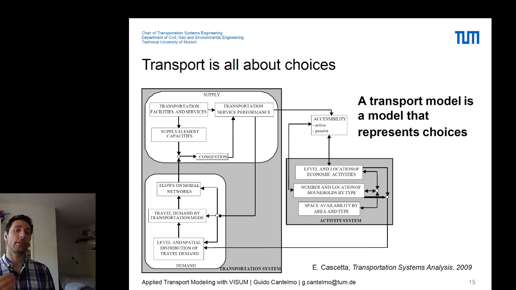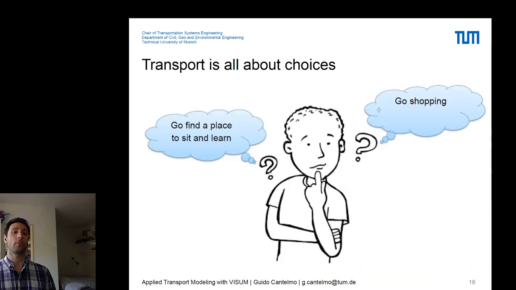And finally, long-term planning, of course, is when you actually need to create new infrastructure. You want to create new infrastructure that's pretty expensive. You need to be quite sure. Transportation modeling: well, transport is all about choices, as we say.